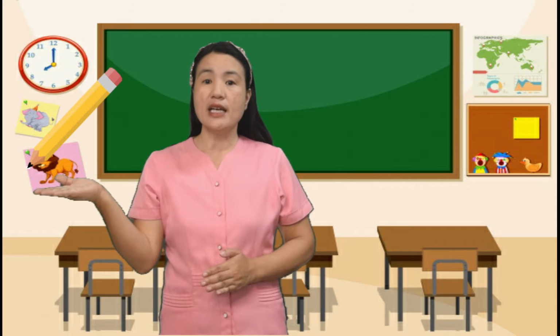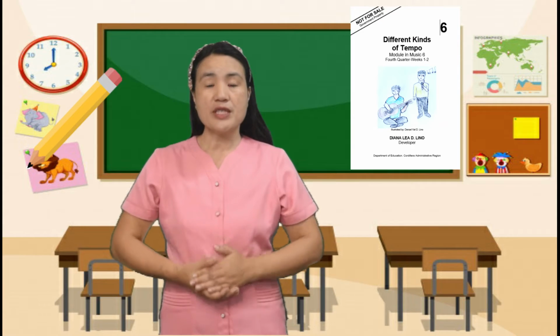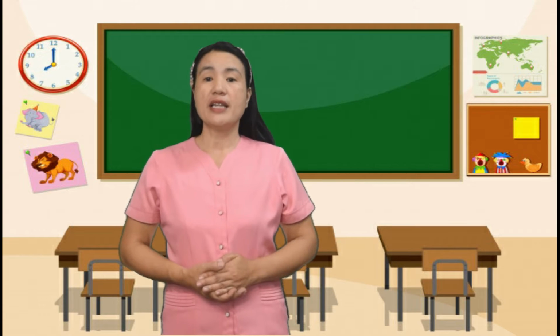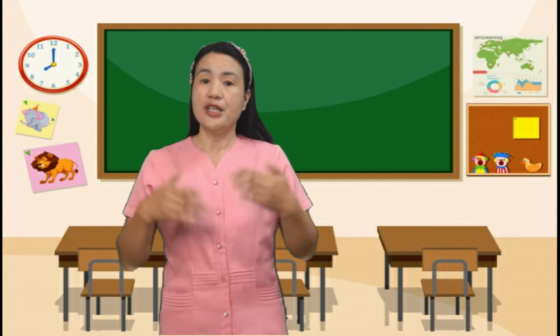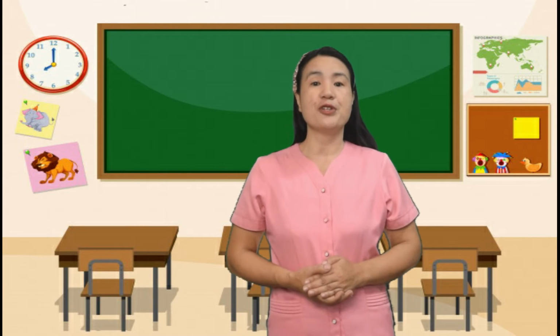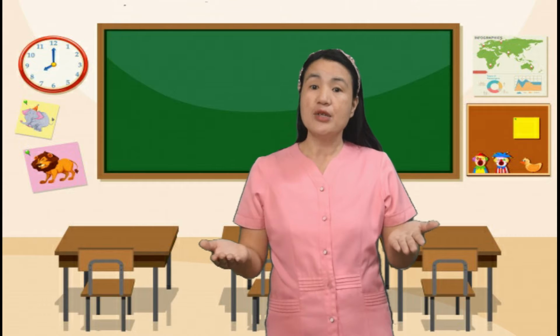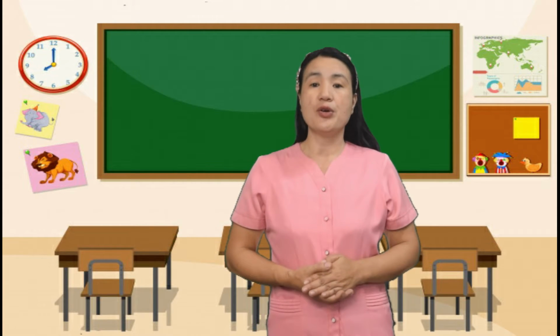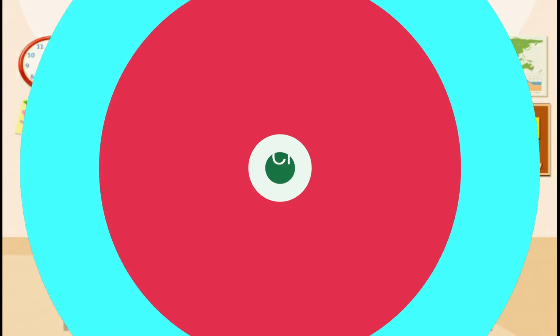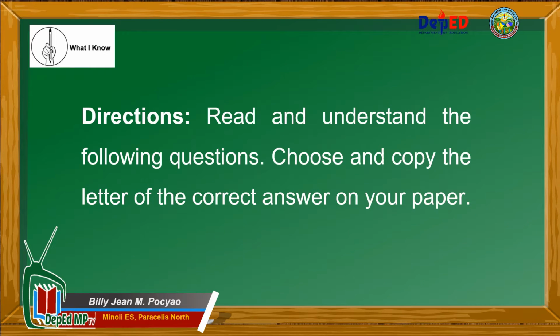Get your pencil and your module in music, weeks 1 to 2, entitled Different Kinds of Tempo. Are you ready? Before we proceed to our new lesson for today, let's find out how much you already know about the topic in What I Know. Here are the directions. Read and understand the following questions. Choose and copy the letter of the correct answer on your paper.